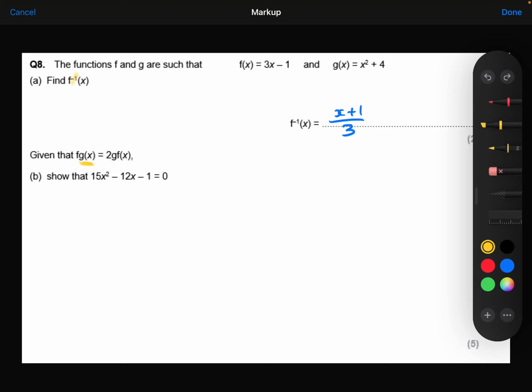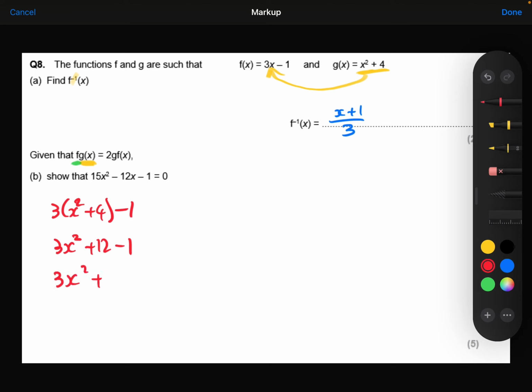So we're substituting the g function into the f function. So I'm substituting this in here. So I'm taking x squared plus 4 and multiplying it by 3 and then subtracting 1. Expanding those brackets, I've got 3 lots of x squared plus 12 minus 1, or just 3x squared plus 11. So that's the left-hand side.